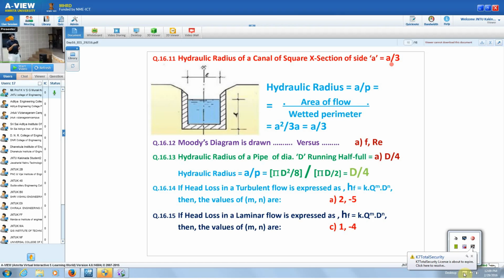So hydraulic radius is A by P, that is area of flow divided by wetted perimeter. So what is the area of the flow? This is the area of the flow. This side is A. So area of the flow is A into A, A square, divided by wetted perimeter, which is A plus A plus A, 3A. 90% of the students make a mistake here. The reason is, when they take the wetted perimeter, they make a cross section like this and they close the top also with water. Then that makes the wetted perimeter 4A.